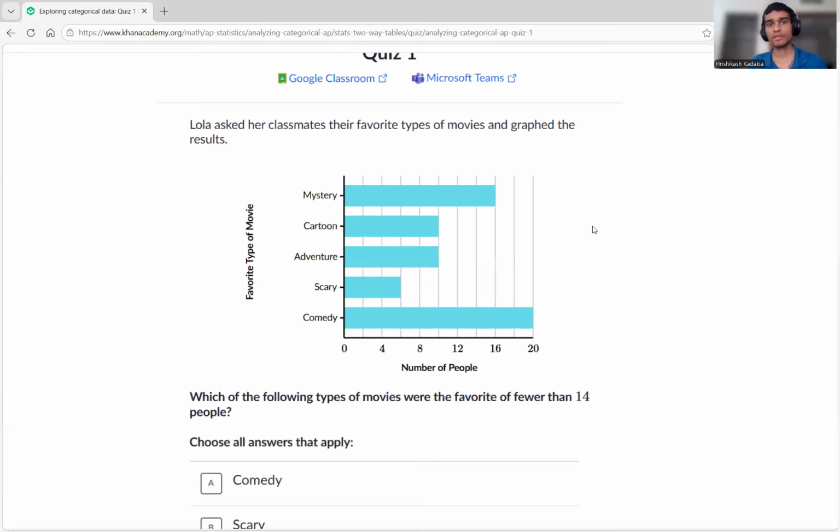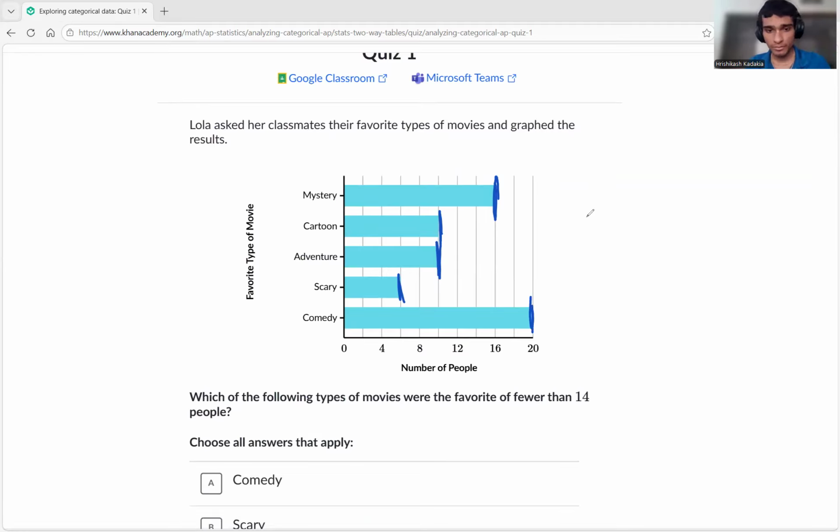Lola asked classmates about their favorite types of movies and graphed the results. So she's just asking her friends their favorite type of movie, and then graphing the people here. How many people are saying they like a mystery film? I would say 16. Cartoons is loved by 10 people, because it's between 8 and 12. Adventure is also loved by 10 people. Scary is loved by 6. Comedy is loved by 20.